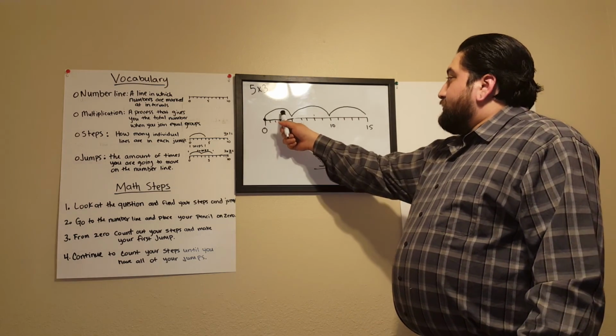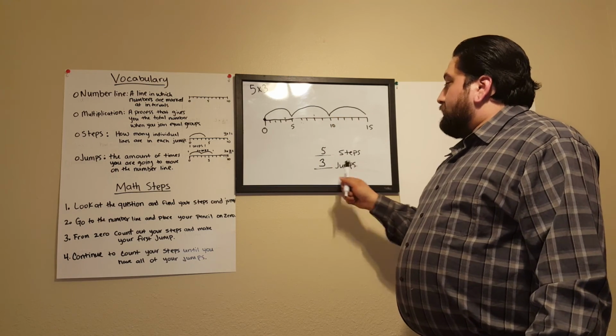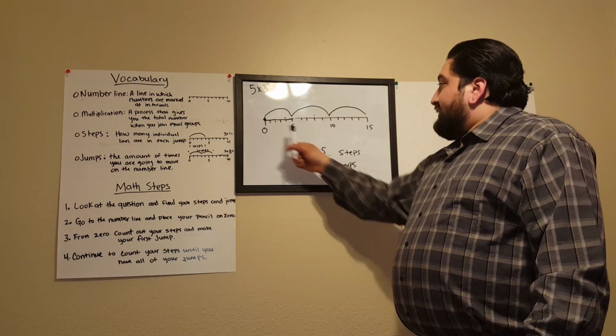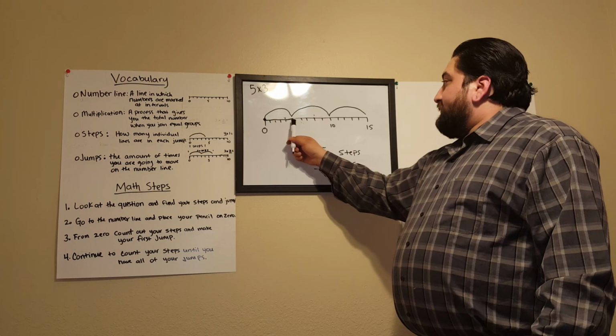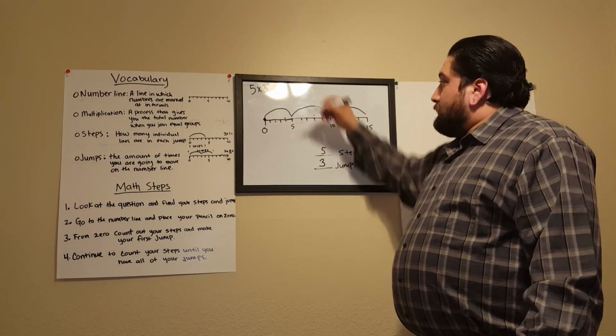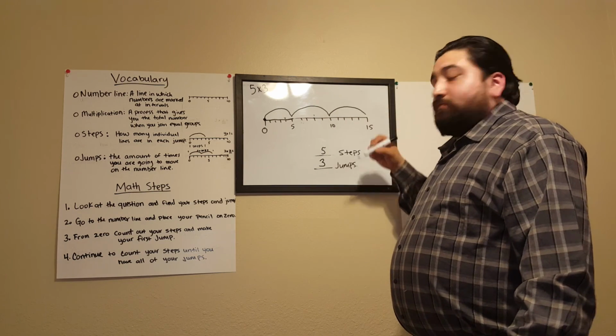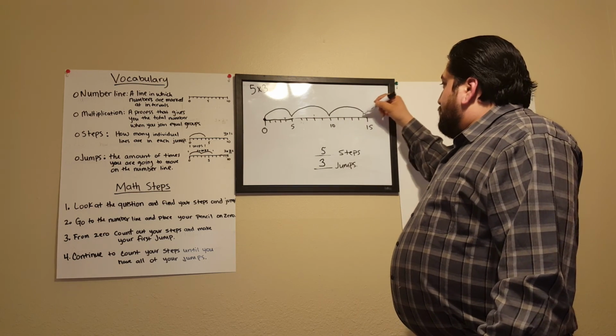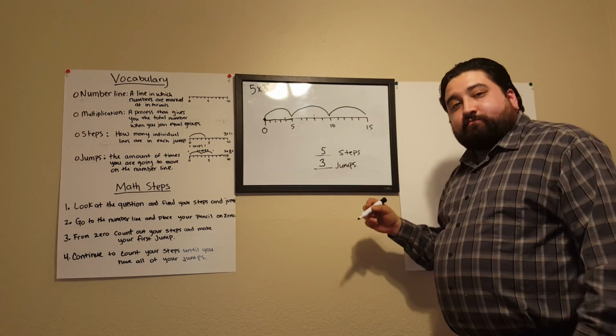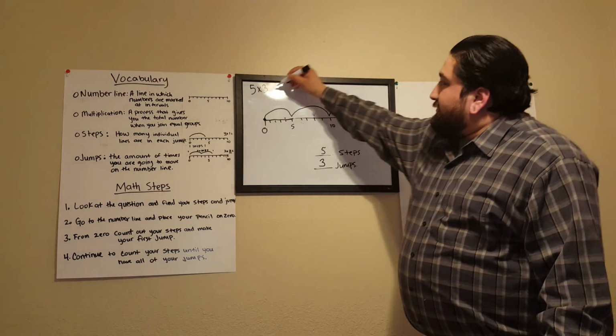So again, let's go ahead and go over. We have 3 jumps, 1, 2, and 3. Each jump has 5 steps. 1, 2, 3, 4, 5. That's the first jump. 1, 2, 3, 4, 5. That's our second jump. 1, 2, 3, 4, 5, and that's our third jump. And the number we landed on is 15.